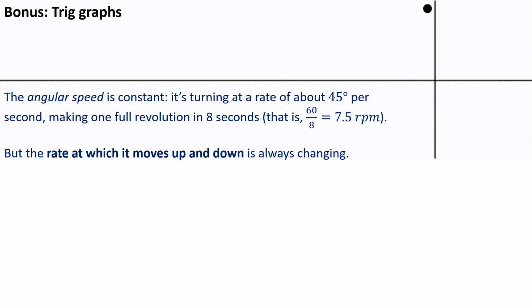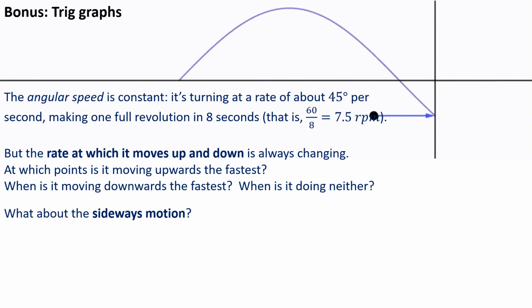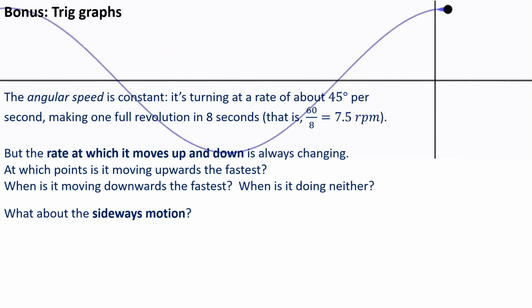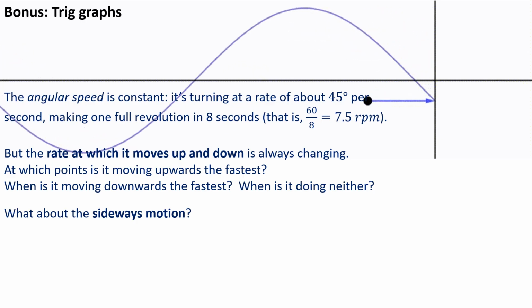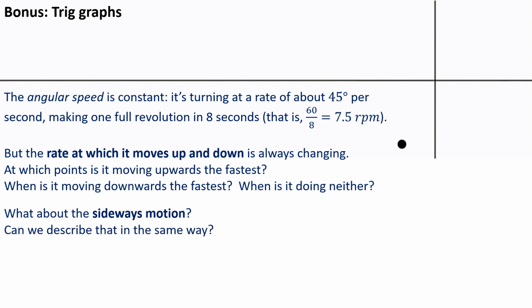It's bouncing, basically. If you think about it just in the vertical direction, it's like a spring bouncing up and down almost. You can think about when it's moving up as fast as it ever will, or when it's moving down as fast as it ever will, or at which moments it's neither moving up nor moving down. You might also think about the sideways motion, because this whole thing is symmetrical. You could turn your head 90 degrees to one side or the other, and you'd be watching the same thing from a different direction. Can we describe that with a similar sort of curve, perhaps?